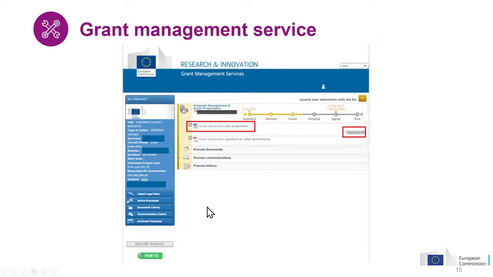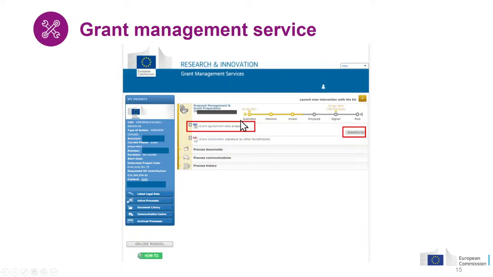Once you click Manage Project, Petros explained this screen very briefly. Just to recap, this is the landing page, the Grant Management Services system. On the left side, you're going to have information about your project and some useful functionalities like access to the document library. The communication center here is for informal communication with your project officer. And you're going to have one active process here, which is the proposal management and grant preparation. The metro line shows all the steps and which of them have already been completed and which are yet to come.